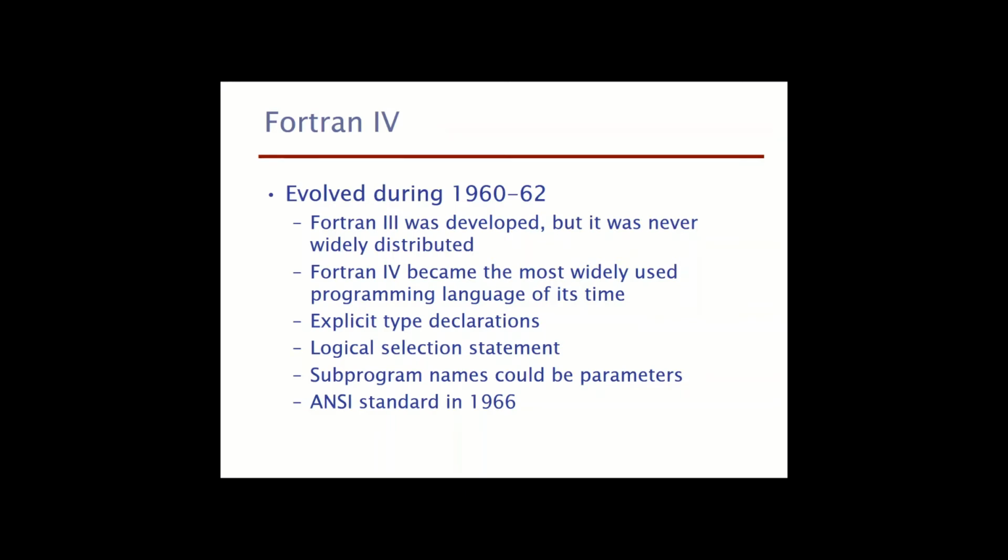It solved different issues. The first one is the explicit declaration. We said that about the IJKLM for integer. Now, by Fortran 4, you could do the explicit declaration for integer or float or whatever. Also the logical selection statement came to use. Subprograms also could be used as parameters, so we can send the whole subprogram to a function. That's also possible, right? That became a milestone in Fortran itself.